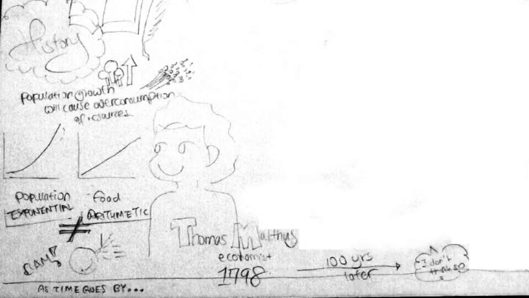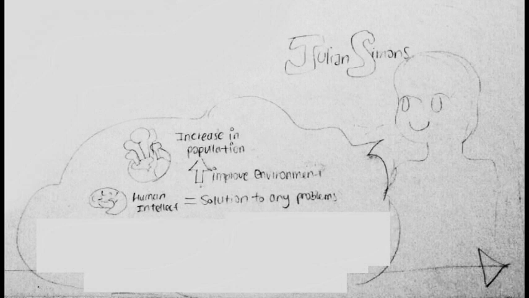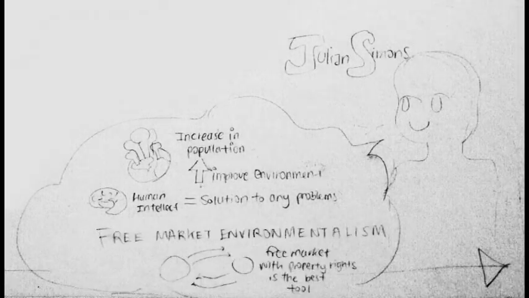Later, however, there was someone who believed otherwise and went against Malthus's theory, Julian Simon. He believed that an increase in population would actually improve the environment because human intellect is the key to any problems in the world. So the more heads the better. At the same time, he proposed the concept of free market environmentalism, which upheld the free market, that is, guaranteed property rights, as the best tool to obtain and preserve the sustainability of the environment.